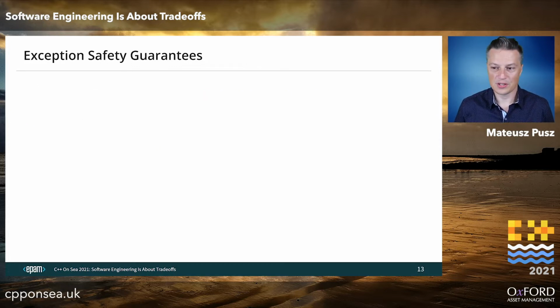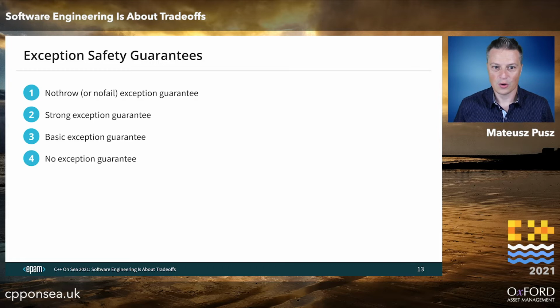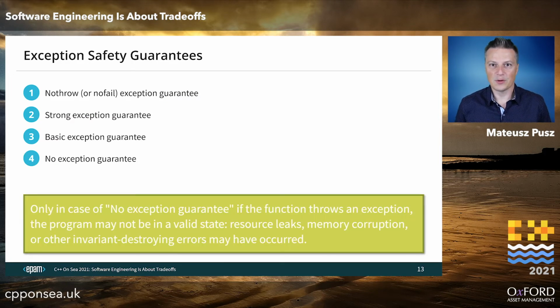There are 4 exception safety guarantees in the language. We have no-throw or no-fail, strong, basic, and no exception guarantee. Only in the case of no exception guarantee, everything can happen. The application may crash, you may have a blue screen of death or kernel panic or whatever, because the program state is undefined. And this is a big problem. You should not code like this. But all the others are quite fine.